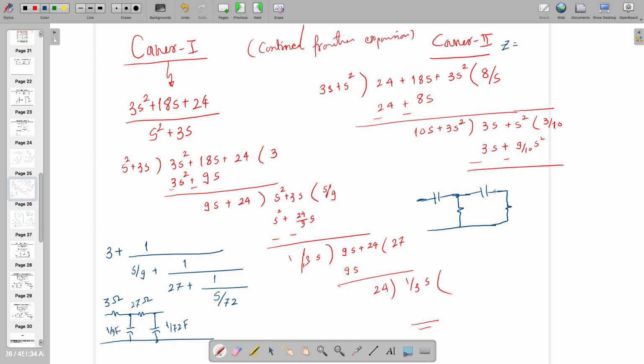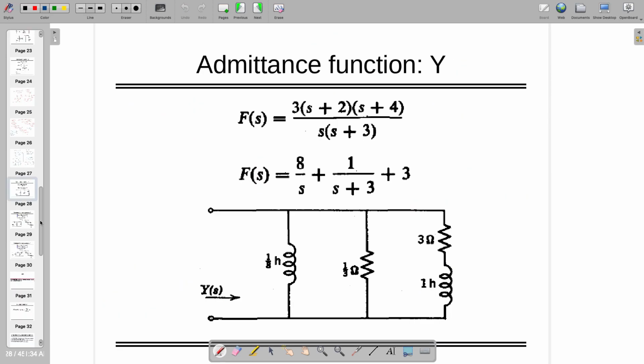Why RL and C? So first entry is capacitor, right? Can you tell me the transfer function? Then I can do that. 8 by S plus 1 by 1 by S plus 3. Okay. Then it will definitely give RLC. RLC will be there. RLC you are okay. Then it's correct.